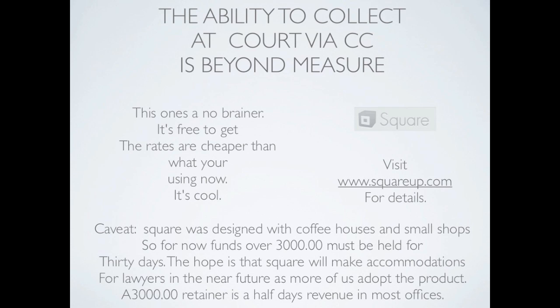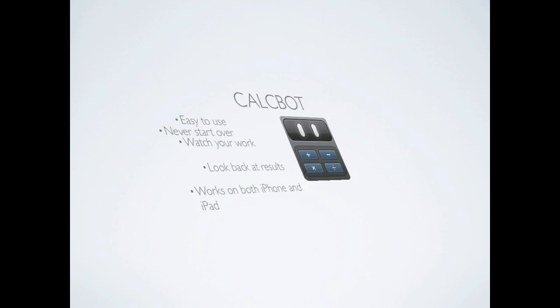This one's really a no-brainer. It's free to get. The rates are cheaper than what you're using now, and best of all, it's cool. Now, understand that Square was designed for coffee houses and small shops, so for right now, funds over $3,000 must be held. Now, this is a breaking point for some because $3,000 is half a day's revenue in most offices. So you've got to be able to wait out that 30-day period and able to get those funds. Also know if you're a bankruptcy attorney, right now Square is a no-no for you.